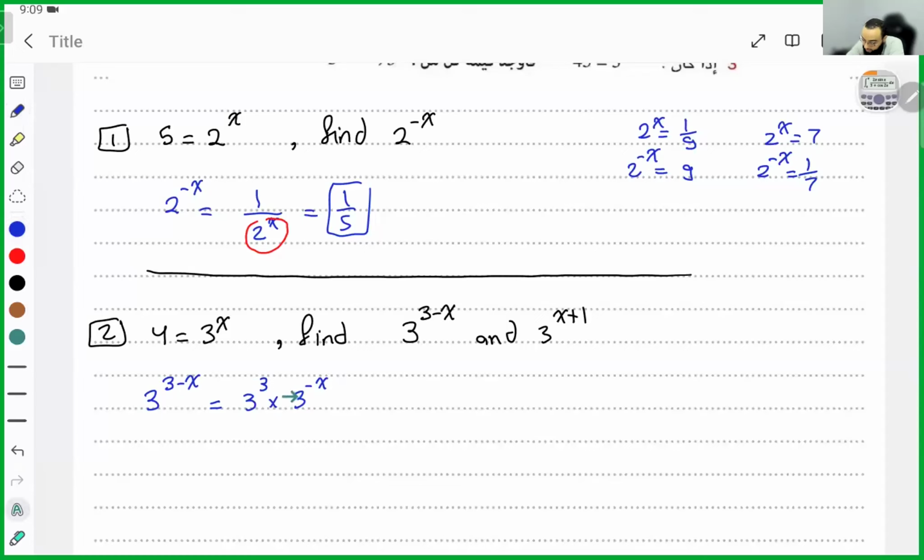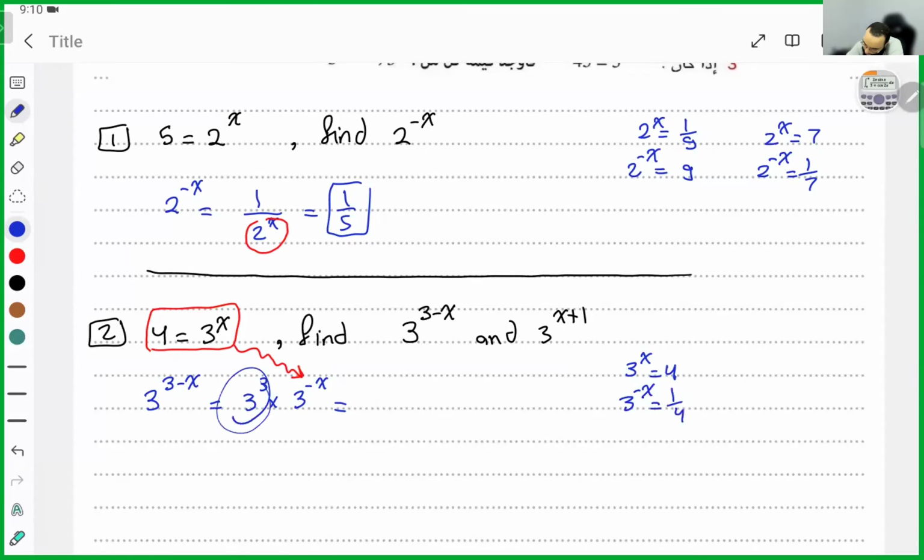It's the same. Why? Because we can add the powers again: 3 plus negative x, which is 3 minus x. Correct? Right now, he gives you 3 power of x equals 4. Then 3 power of negative x equals 1 over 4. If 3 power of x equals 4, then 3 power of negative x equals 1 over 4.